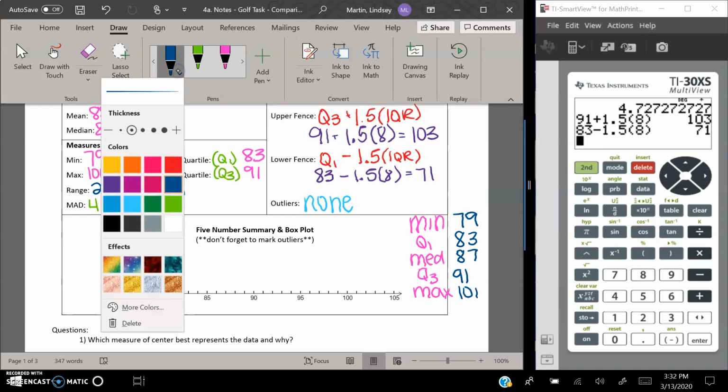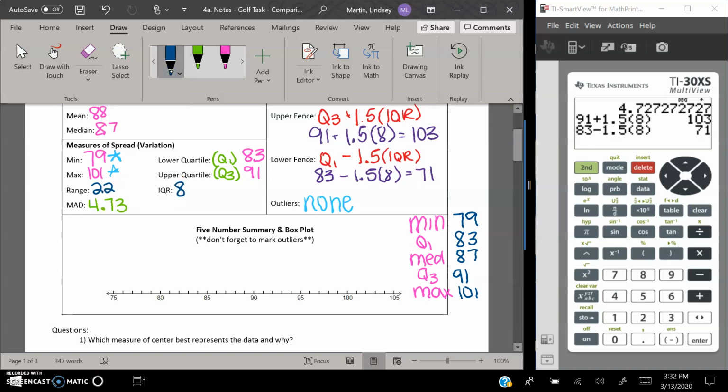At each of these points on my box plot, I will draw a line. So at 79, I will draw a vertical line right here. 83. 87, 91, and 101. I'll connect my middle 3 lines into a box and extend horizontal lines out to my other 2 lines to create what some people call the whiskers.